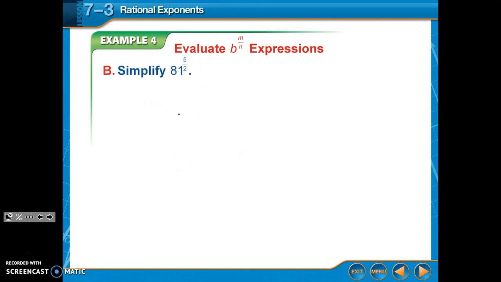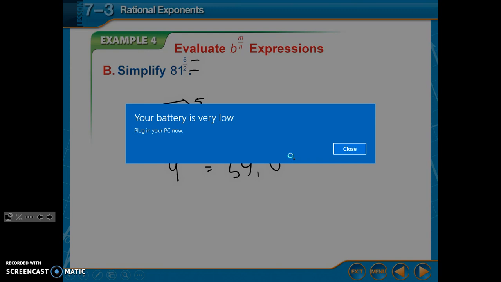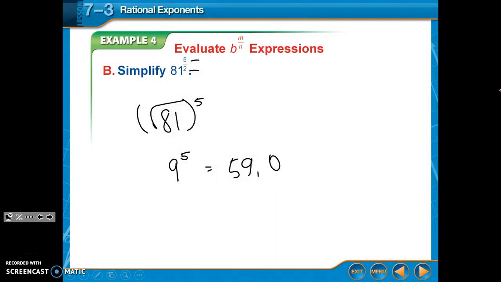Okay, same thing with this one. Now I have 81. This is my root, and this is my power. I like to keep my number small again because 81 to the 5th power is going to be really big. But if I take the square root first and then put it to the power of 5, it makes it a little bit easier. I know the square root of 81 is 9 because 9 squared is 81. So this has become 9 to the 5th, and 9 to the 5th is 59,049. So 59,049.